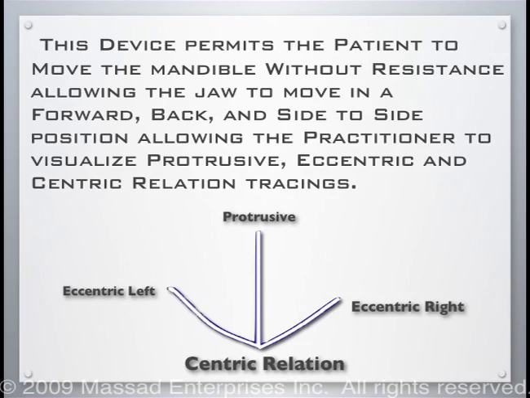At the top is protrusive. The apex of the arrow denotes centric relation, and then to the left and right of the apex, the eccentric positions are displayed. When the patient slides forward, this is noted as protrusive, and when the patient slides back, this denotes centric relation, and then sliding side to side denotes left and right eccentric.